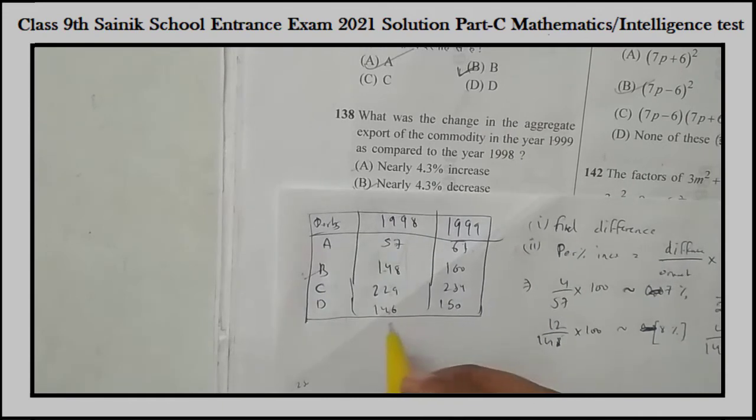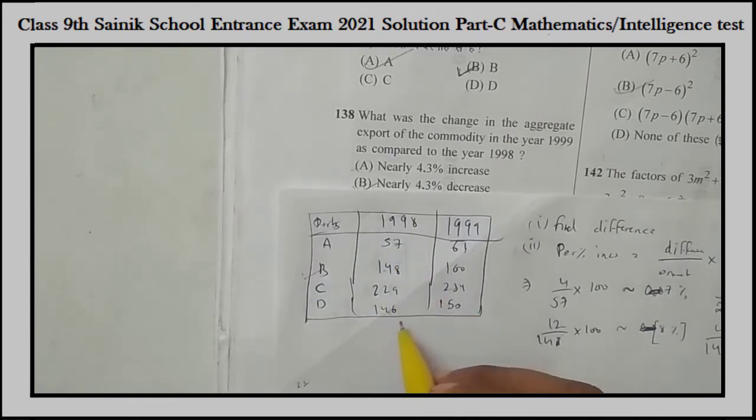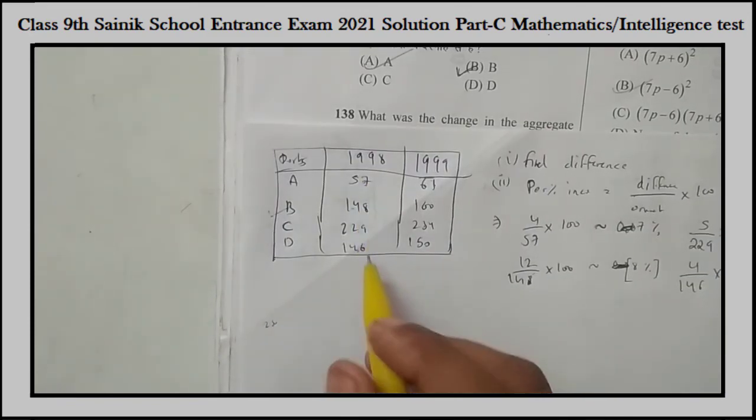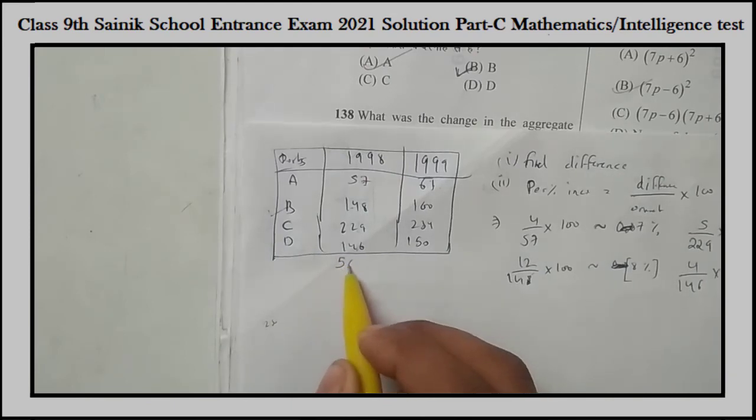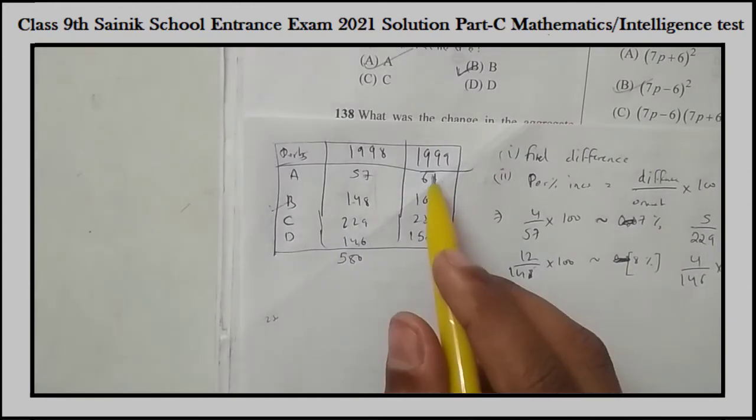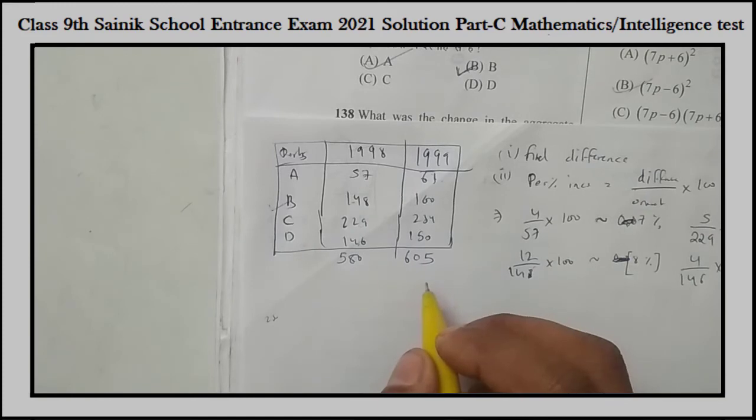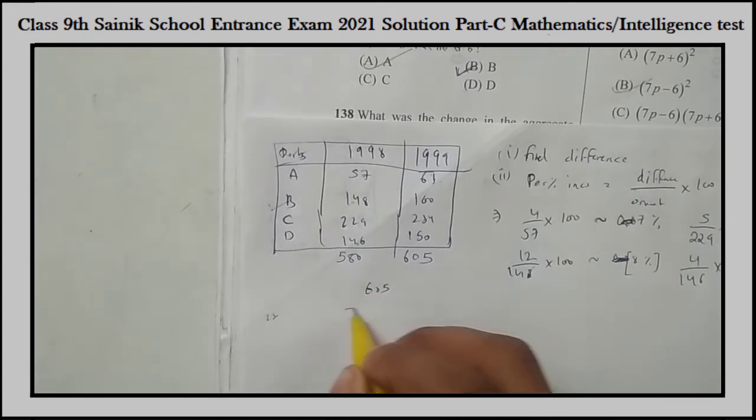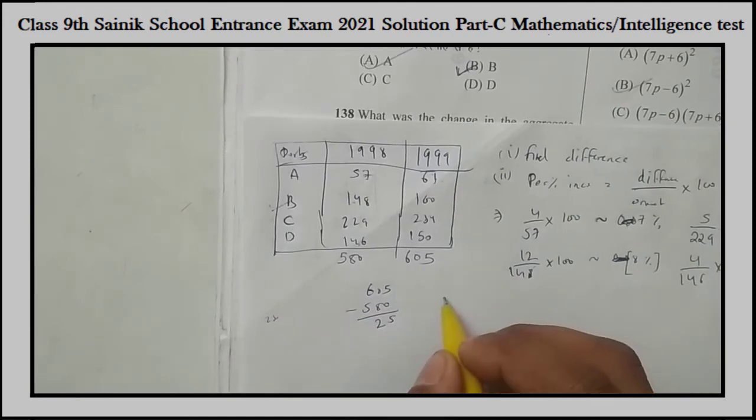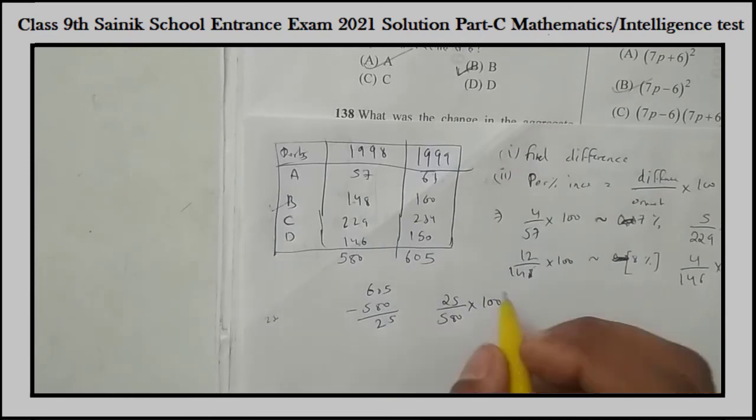So what is the total value over here? We have to sum up all these numbers. If we sum up these values, we get 580, and if we sum up these numbers, we get 605. So what is the difference? The difference is 605 minus 580, which is 25. And what is the percentage over here? The percentage is 25 divided by 580 multiplied by 100.